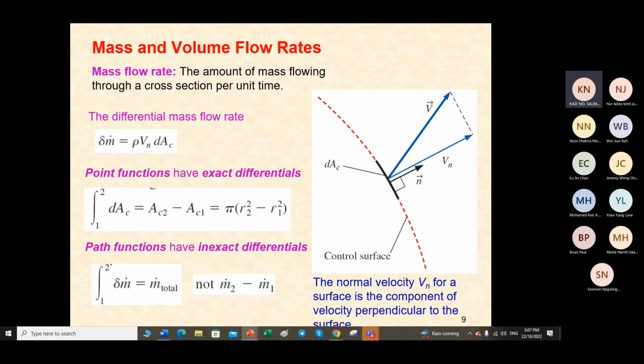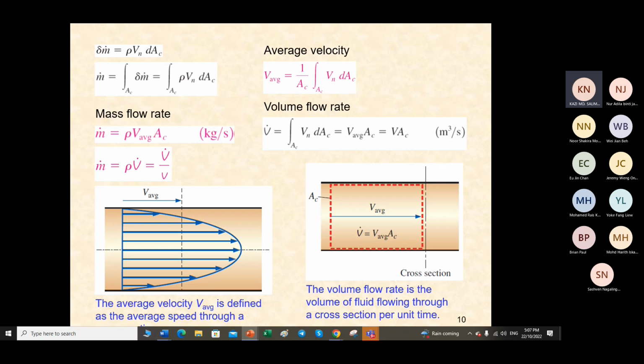Consider the path functions. Then we can find that from 1 to 2, delta m is equal to this. Integrate the whole region, then we get m total, and this m total is not equal to m2 minus m1. Rather, it's the integral of the differential mass altogether in that region. So we move on further there.